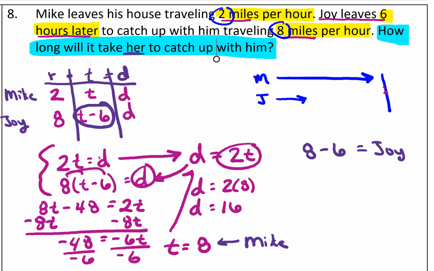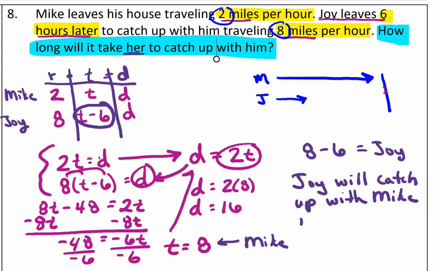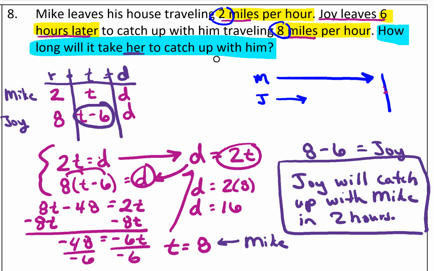So what we're going to say here is that Joy will catch up with Mike in 2 hours. So that would be the answer to this problem. We didn't even need to know the distance. Now if they said, how many miles will Joy catch up with Mike, then that answer would be 16 miles. But we just want to know the time, so it'll take her 2 hours to catch Mike.